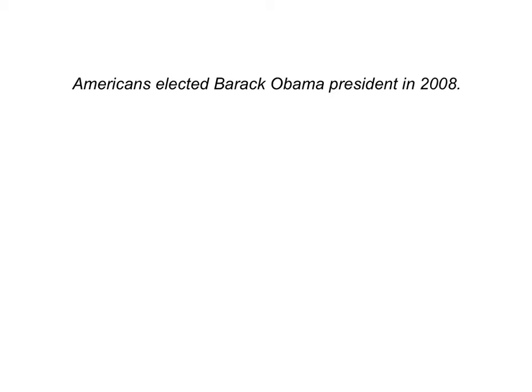Take a look at how this sentence is different from the previous sentence. Americans elected Barack Obama president in 2008. So we've got our subject here, our verb here, object here, and then the prepositional phrase here. Now the problem is that we don't really want Americans to be the focus of this sentence. We want Barack Obama to be the focus of this sentence. So what do we need to do?